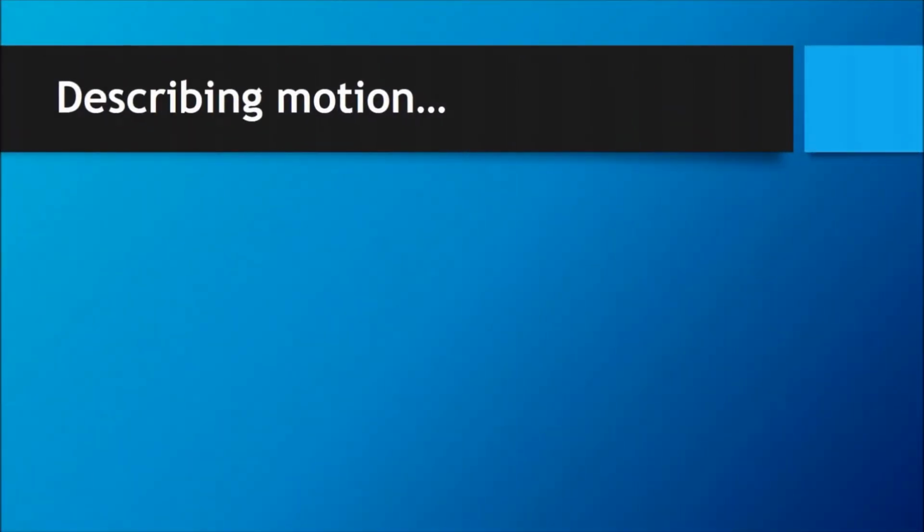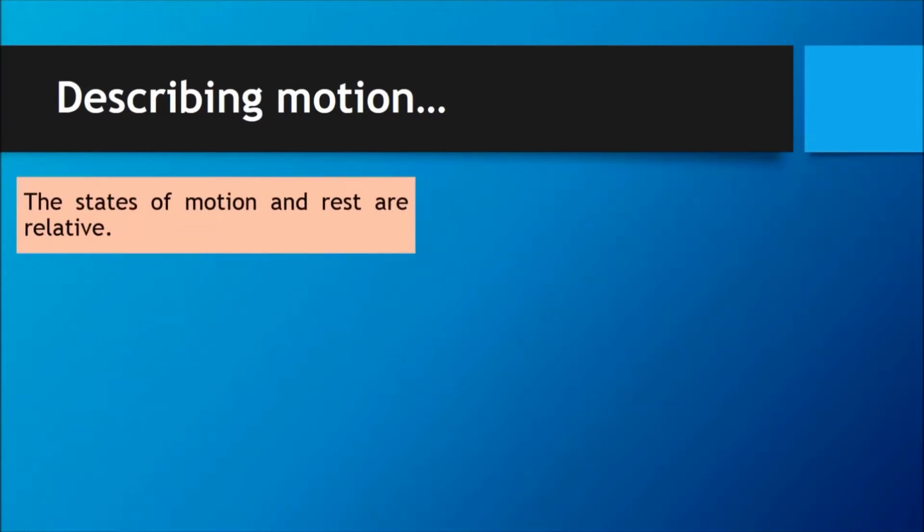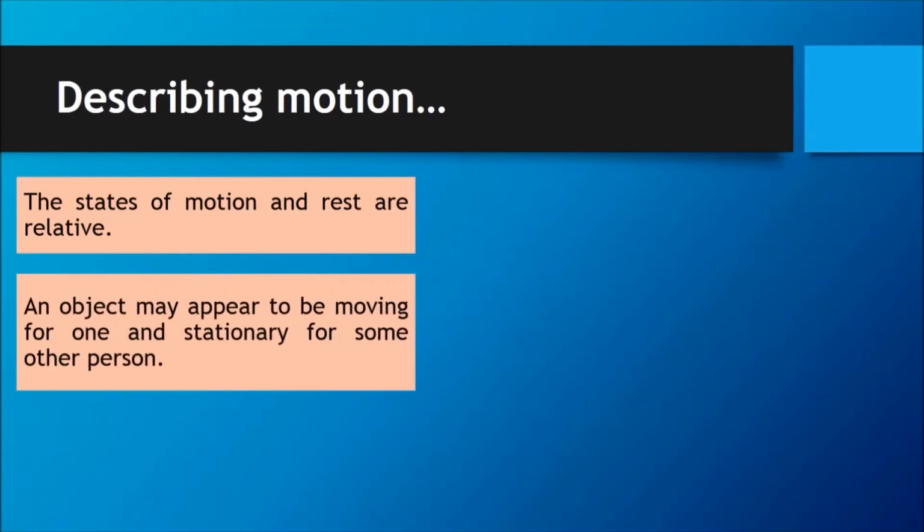Describing motion. There are two states of motion and rest. There is no specific definition for these states. Motion and rest are not absolute, they are relative. An object may appear to be moving for one and stationary for the other person. Let me explain this with an example.